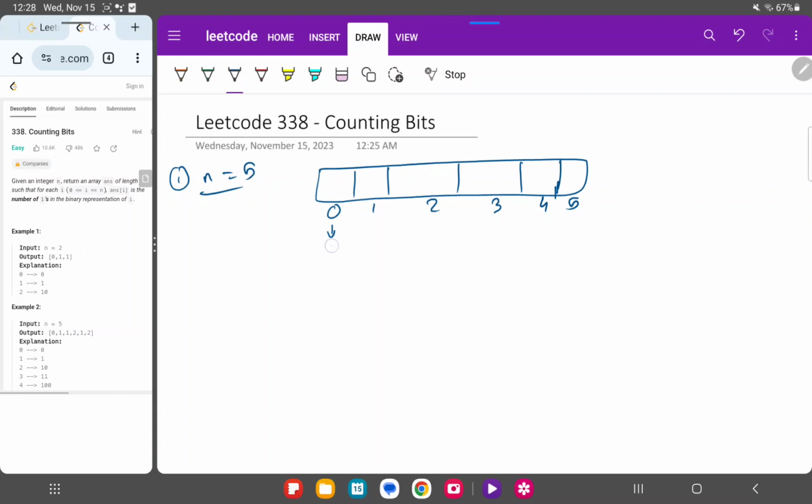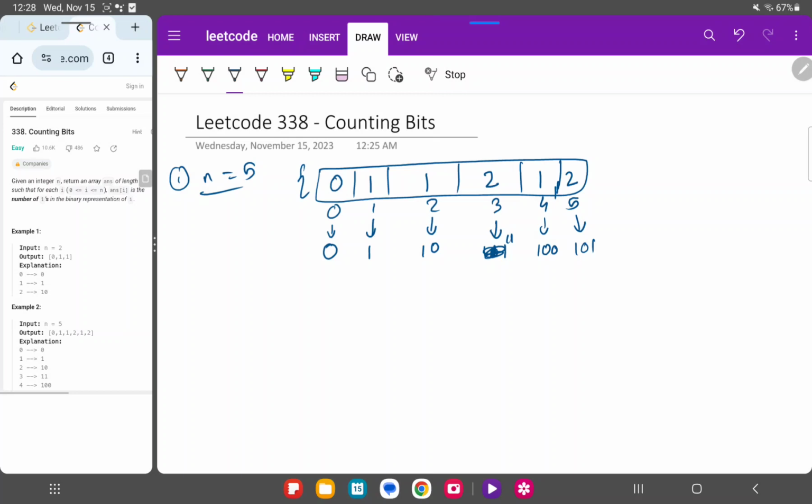So the binary representation of index 0 is 0, number of ones in it is 0, so we write 0. The binary representation of 1 is 1, number of ones is 1. Binary representation of 2 is 1 0, the number of ones in it is 1. Binary representation of 3 is 1 1, the number of ones in it is 2. For 4 we have binary representation 1 0 0, number of ones is 1, and for 5 we have 1 0 1, the number of ones is 2. So this is the output that should be received.